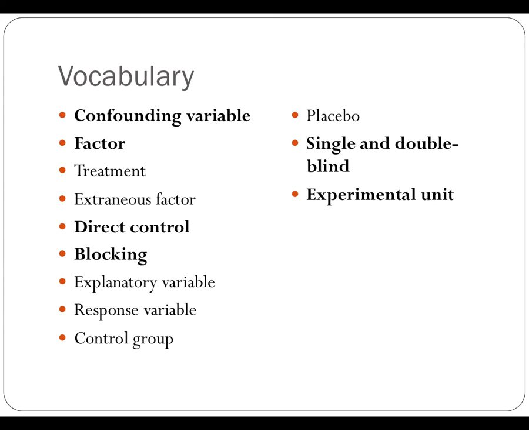Frank, what was the one you were going to say? Factor. Factor is just the experimental or the explanatory variable, like medication or whatever the case may be. Experimental unit is whoever gets the treatment, so a person or whatever the case may be. Do you remember confounding variable? Something that affects the response that we're not controlling for. And then extraneous factor is pretty much exactly the same. We use them interchangeably. Anything else?